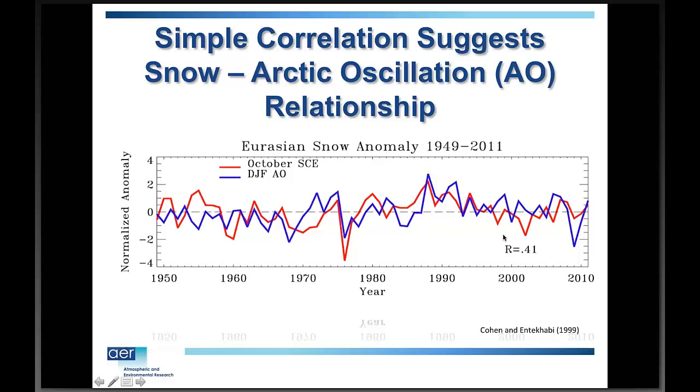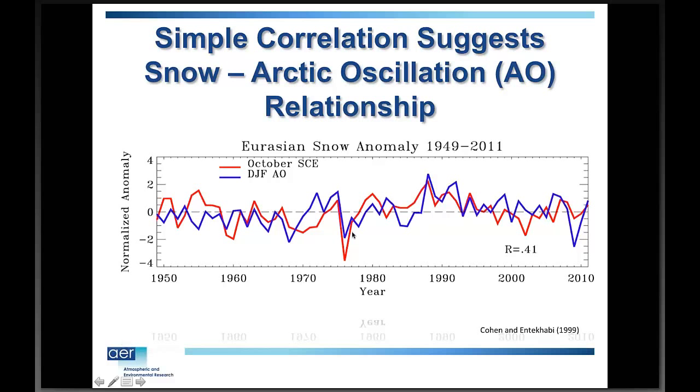And the correlation, so, you know, this is over 60 years, so the correlation 0.41 certainly is statistically significant. And I won't talk about it in this talk, which really focused on seasonal forecasting, but I think you can see there's very similar decadal variability. Both the snow cover and the Arctic oscillation went through this kind of negative period here in the 60s and into the late 70s, and the snow cover was generally high that period.